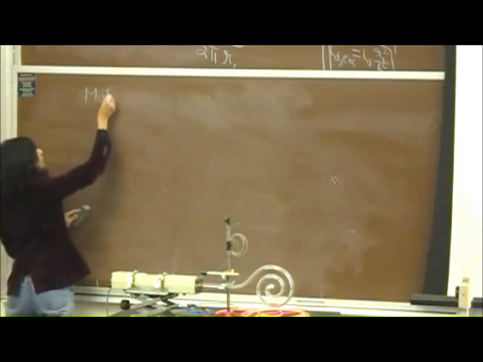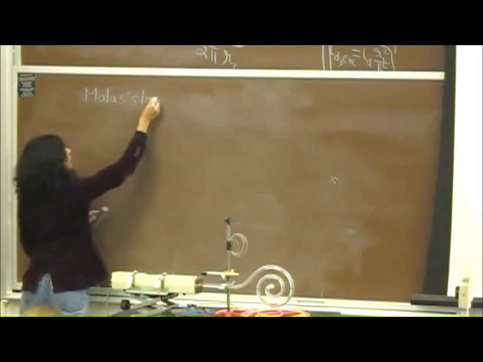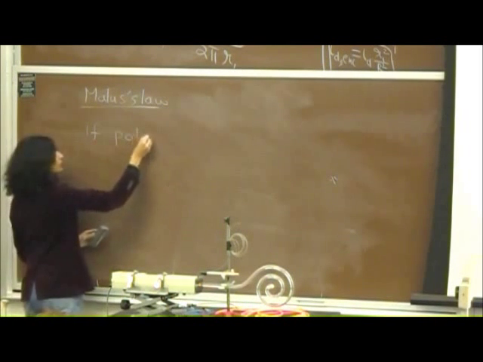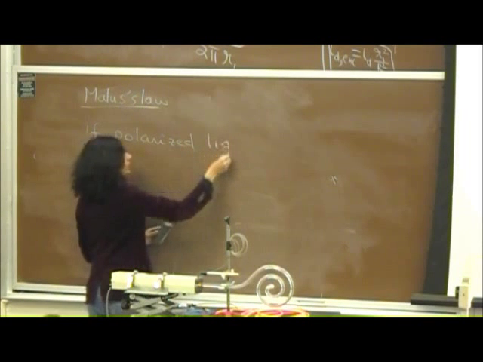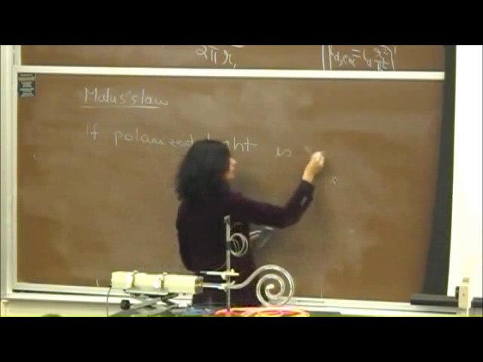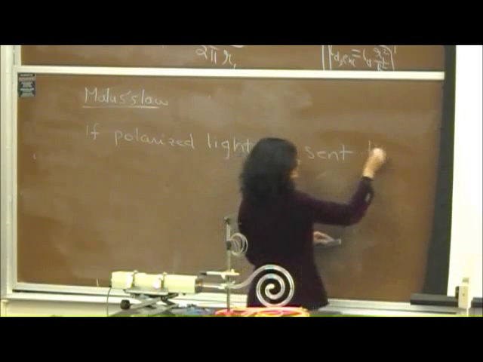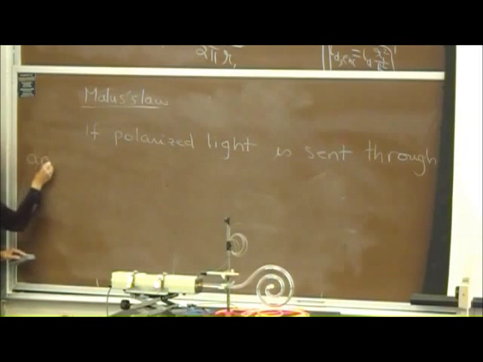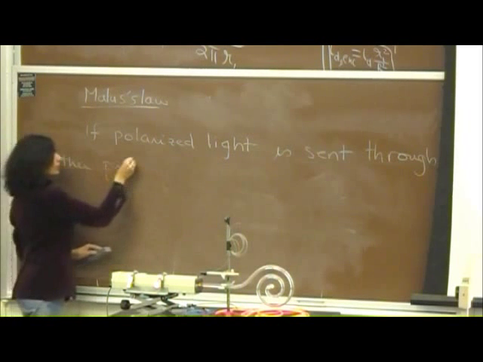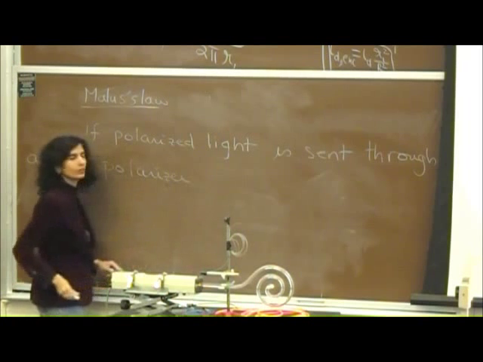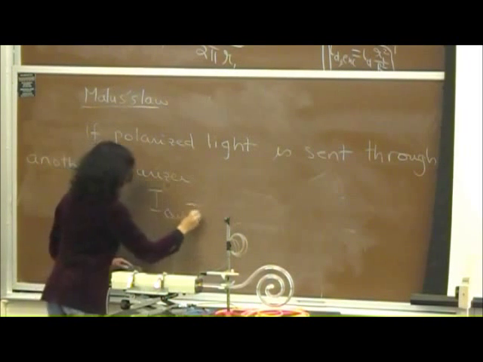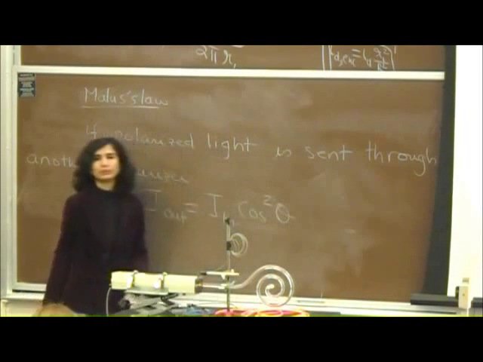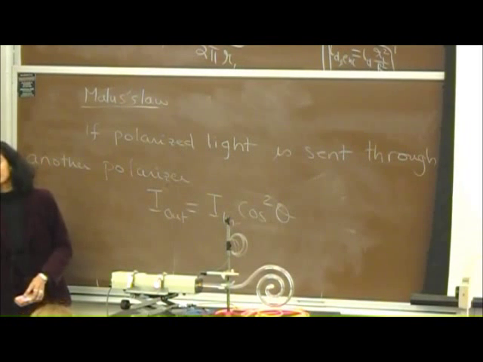So, Malus's law says that if polarized light is sent through another polarizer, I out will be equal to I in times cosine square theta. Now where is it that this cosine square theta comes from?